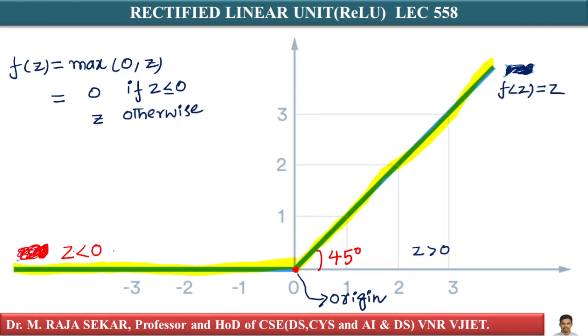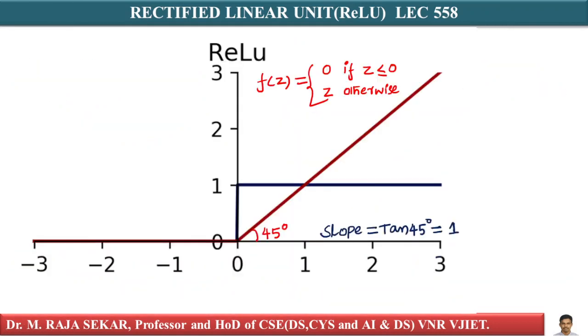Remember, we said any activation function should be differentiable, isn't it? If this is my f of Z, which is 0 if Z is less than or equal to 0 and Z otherwise, how does the derivative of f of Z with respect to Z look like? For this 45 degree line, what is the slope? The slope is exactly equal to 1, isn't it? For this 45 degrees line, the slope is tan theta, and if theta equals 45, then tan 45 is equal to 1.